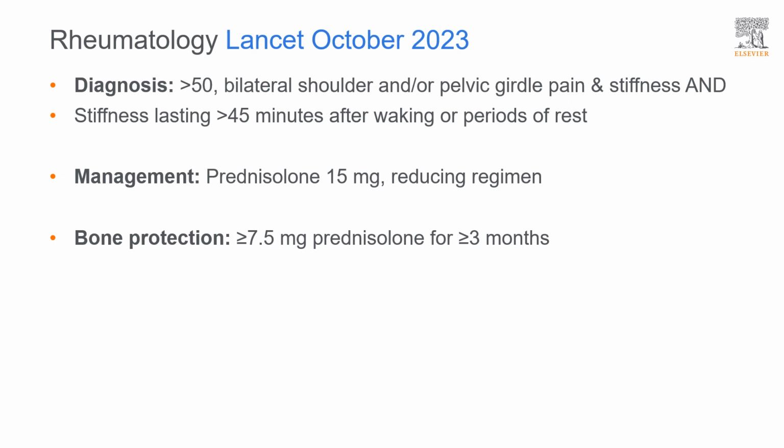Now, the learning point from this particular question is that patients who are on prednisolone greater than or equal to 7.5 milligrams for 3 months or more are at very high risk of fractures, and they should be started on bisphosphonate, calcium, and vitamin D, even before developing osteopenia or osteoporosis. They should be started on bone protection straight away without any delay.